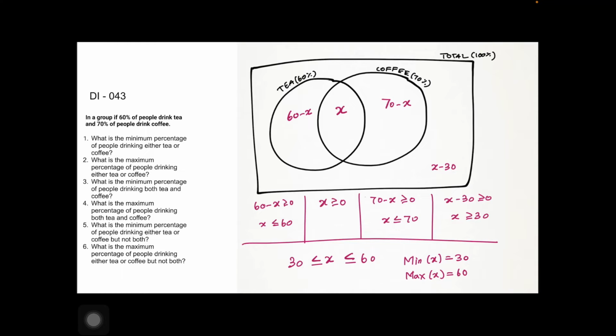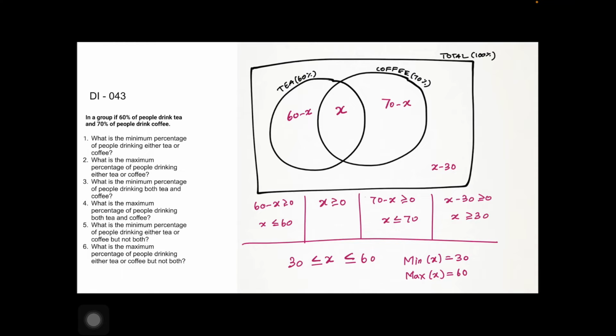Similarly, if I apply this condition to all 4 regions, my second region has to be greater than or equal to 0, which is x greater than or equal to 0. My third region, 70 minus x, has to be greater than or equal to 0, or in other words, x is less than or equal to 70. Similarly, my fourth region also has to be positive, which means x minus 30 is greater than or equal to 0. So x greater than or equal to 30 is the condition.